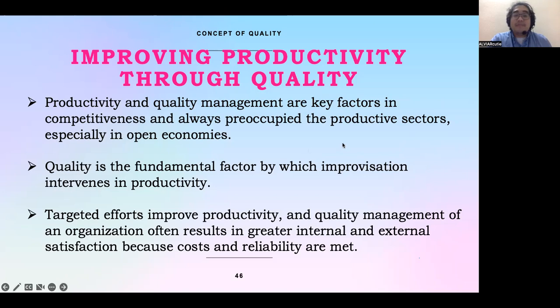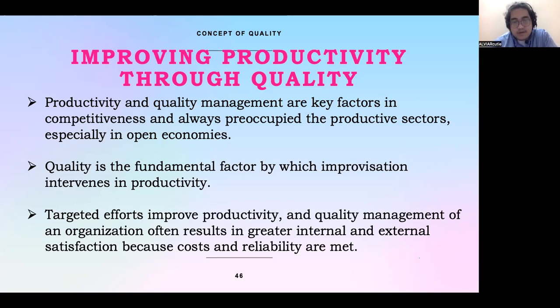So next, quality is a fundamental factor by which improvement intervenes in productivity. Siyempre, pagpapatuloy ang quality ng ating product, mas ini-improve pa natin 'yan. Ang magandang example talaga ng productivity with quality is iPhone. So far maganda na yung iPhone 11 pero nag-iPhone 15 ka pa rin, 'di ba? So, that is the simple example of quality. Targeted efforts to improve productivity and quality management of an organization often result in greater internal and external satisfaction because cost and reliability are met.